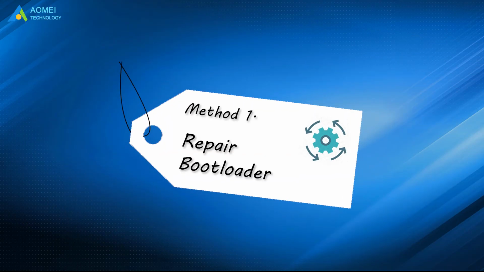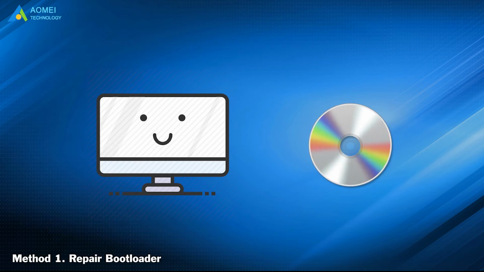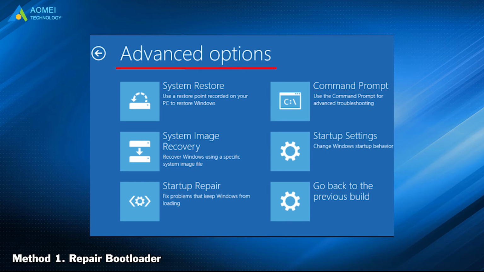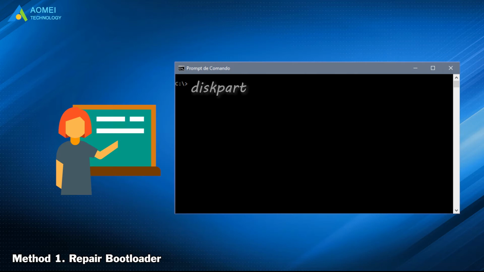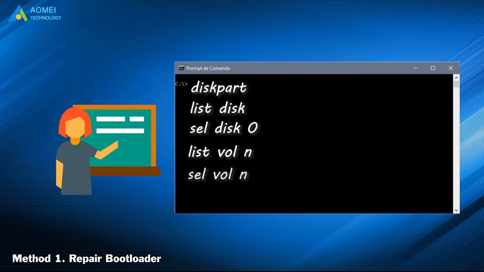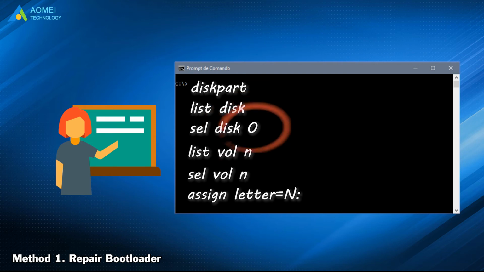Method 1. Repair Bootloader. Prepare a Windows installation disk, boot from the disk, and then go to Advanced Options. Click Command Prompt. Type Diskpart, then type the following command and press Enter after each command. Here, disk 0 should be your boot drive, and the volume N should be the EFI partition. The letter should be not in use.